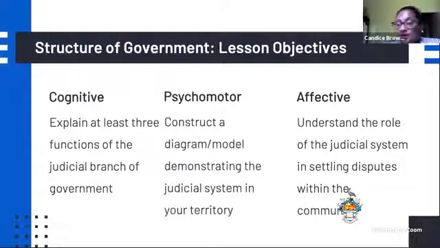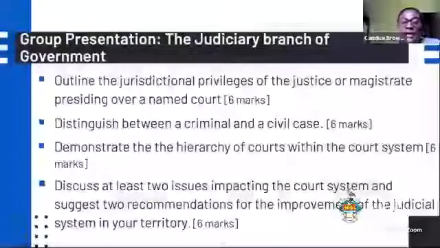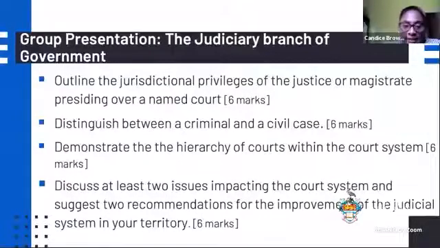Now, how will we get our students to execute those? We have a group presentation planned, all right? And as you can see, there are actually 4 different tasks that we want the students to be able to show. Firstly, we want them to be able to outline the different jurisdictional privileges of the justice or magistrate over a named court. So the students would have already been introduced to the different courts within the court system. And now we want them to find out the different privileges that the justice may have.